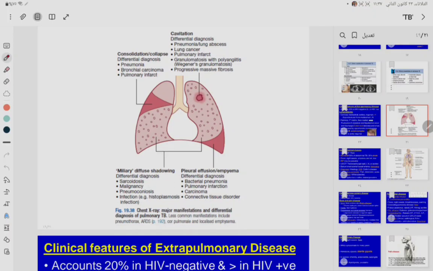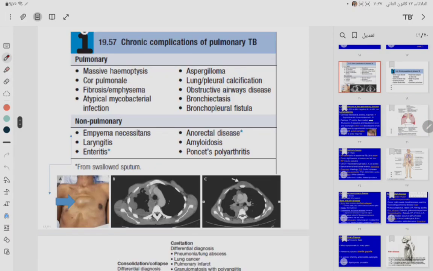Cavitation, consolidation, pneumonia, bronchial. If you come back, I will show them. So next, a previous slide, please. You can see that there is pleural effusion, and this is a loculated pleural effusion, probably empyema. And if the empyema goes toward the chest wall, it might cause something called empyema necessitans.